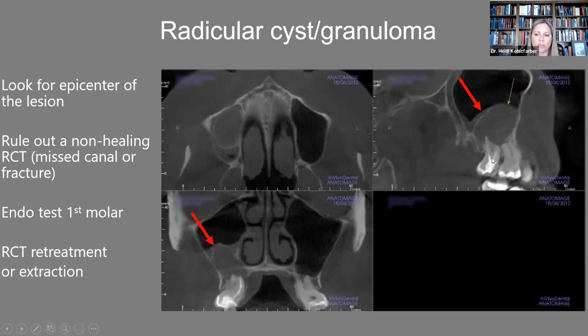In which case, of course, we're going to want to look at the first molar, go ahead and do vitality testing, but it looks like the epicenter is probably our non-healing root canal treated tooth. So probably thinking about retreatment versus extraction.